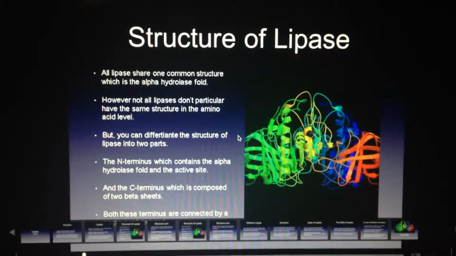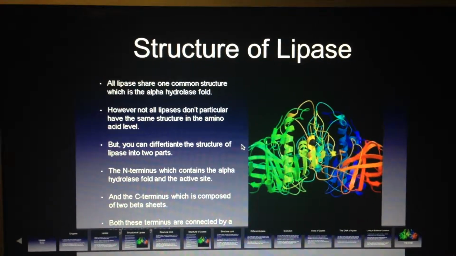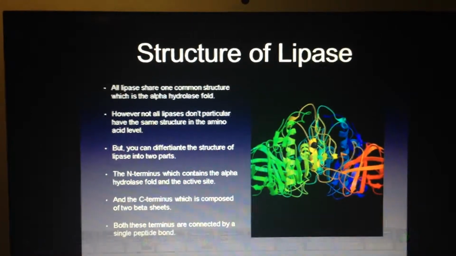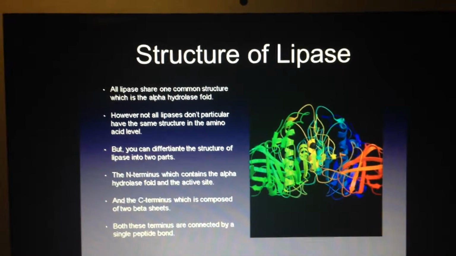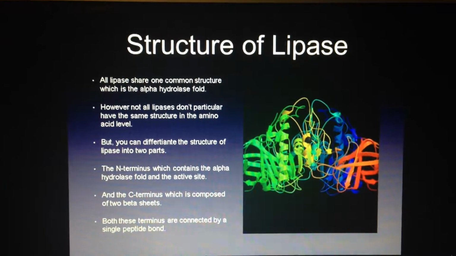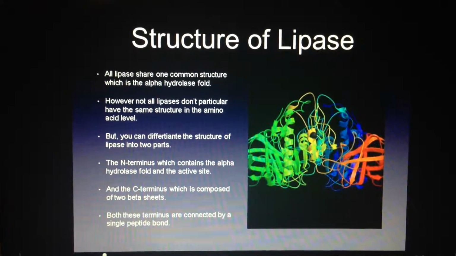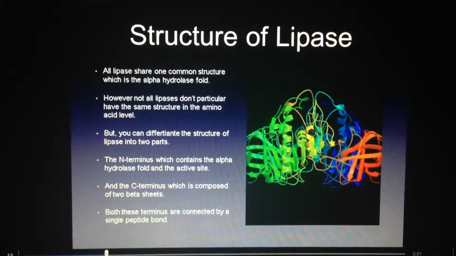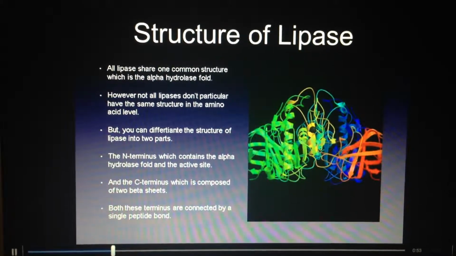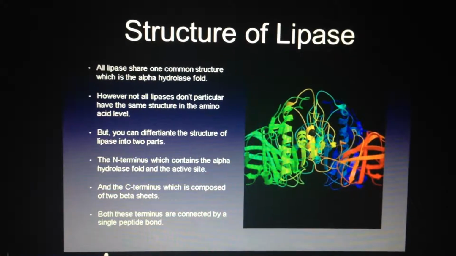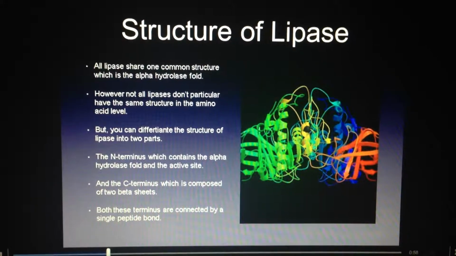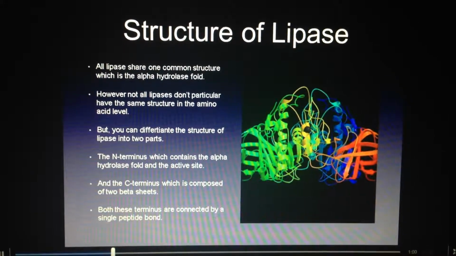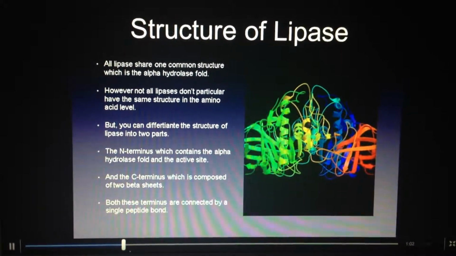The structure of lipase can be seen in the image to your right, even though this image is a pancreatic lipase. However, not all lipase have the same structure. But what can be found in all lipase is an alpha hydrolysis fold. Also, even though they may not have the same structure, they still share another common thing.